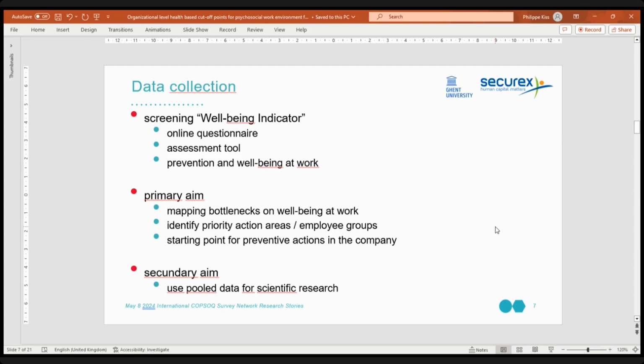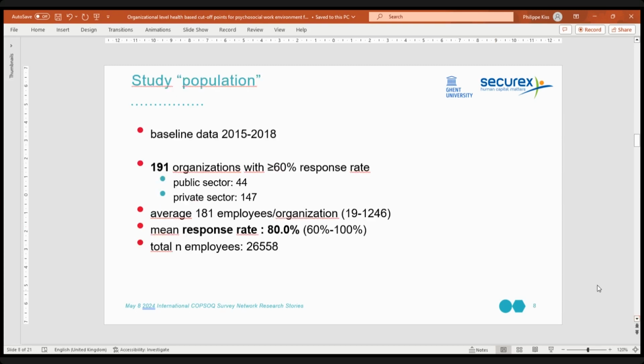But since we are collecting data in a standardized way, we can use secondary pooled data for scientific research. And that is what we did here. Our study population is based on baseline data collected in 191 organizations, which we selected with at least 60% response rate, to be sure that the figures for that organization are representative for that particular organization. The average was 180 employees per organization, with some rather small and some rather big organizations. And the mean response rate was 80%.